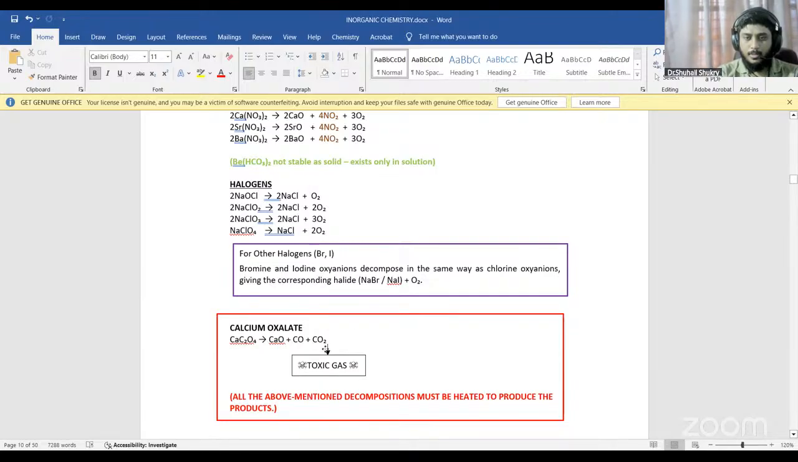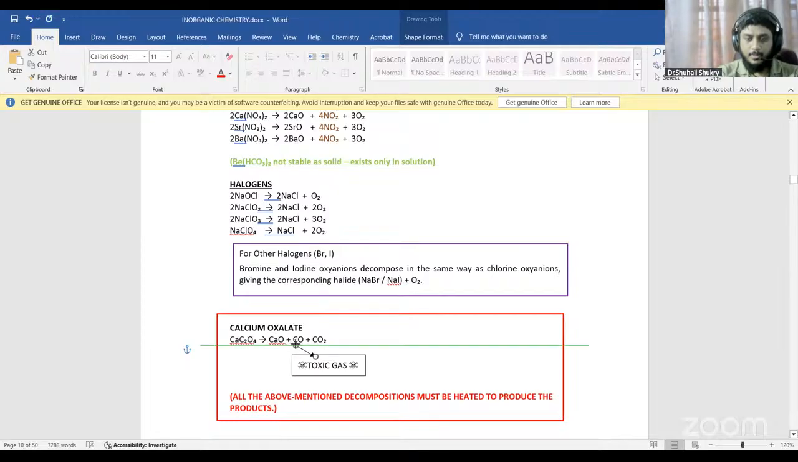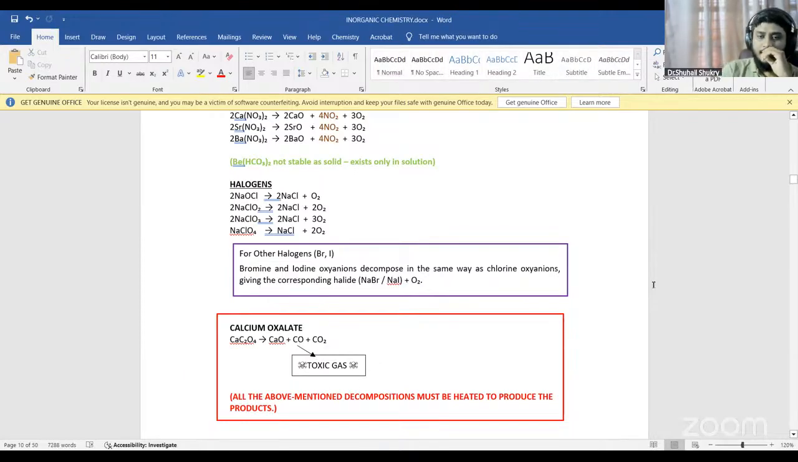So here the toxic gas is carbon monoxide. Carbon monoxide is a toxic gas. So that is calcium oxalate. Calcium oxalate means CaC2O4. When you heat it, you get calcium oxide, carbon dioxide, and carbon monoxide. So this is the calcium oxalate decomposition. These two are less important, just to know.